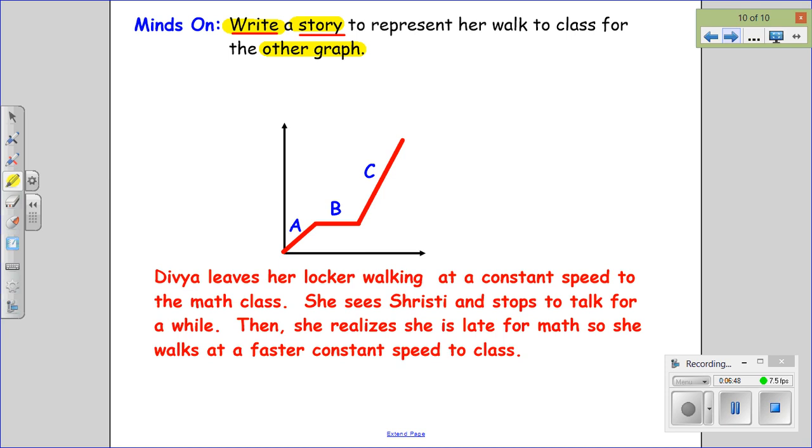So she leaves her locker walking at a constant speed to math class. She sees Shrishti and stops to talk for a while. Then she realizes she's late for math, so she walks at a faster constant speed to class.